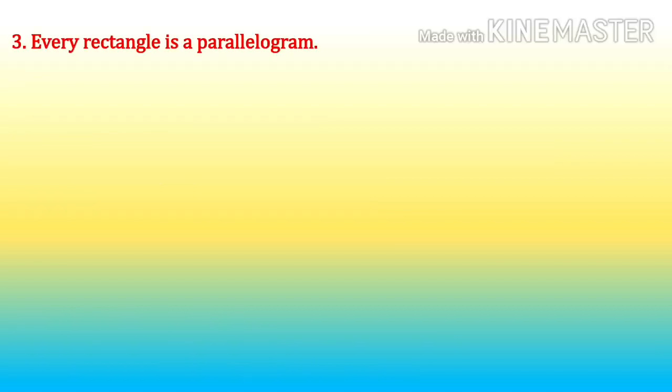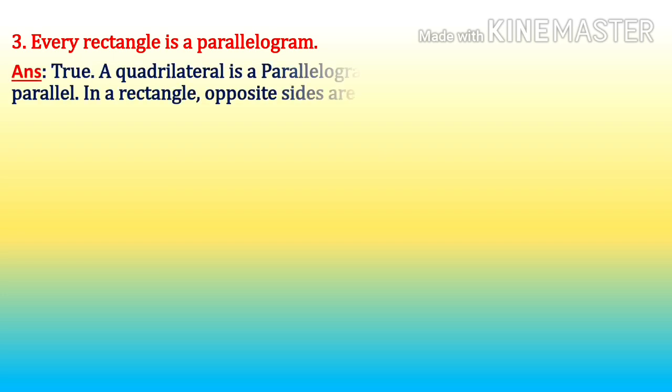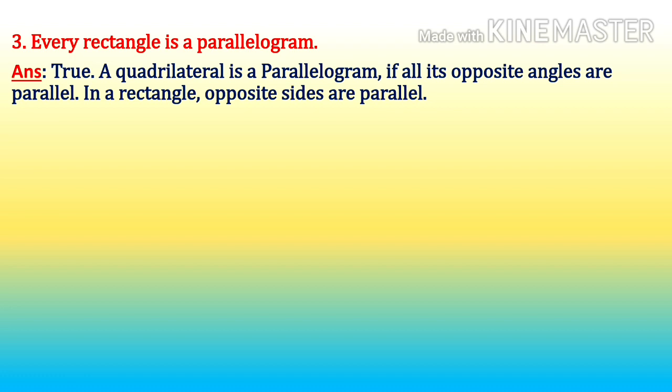Third one, every rectangle is a parallelogram. True. A quadrilateral is a parallelogram if all its opposite sides are parallel. In a rectangle, opposite sides are parallel. So here we can say this statement is true.